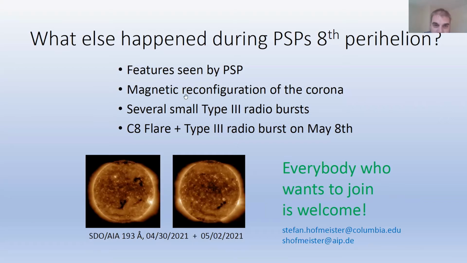Second thing that happened is the complete magnetic reconfiguration of the corona. So you can see this coronal hole here on April 30th, and a few days later, and it started to strongly rotate differentially. We have several small type 3 radio bursts, and on May the 8th, there has been also a C-class flare with a type 3 radio burst, which was observed.